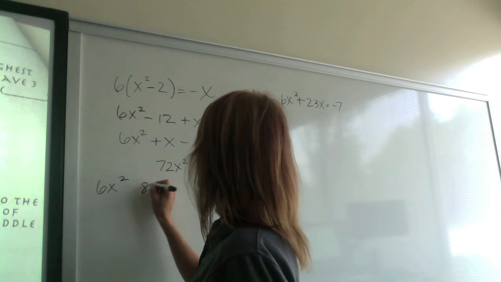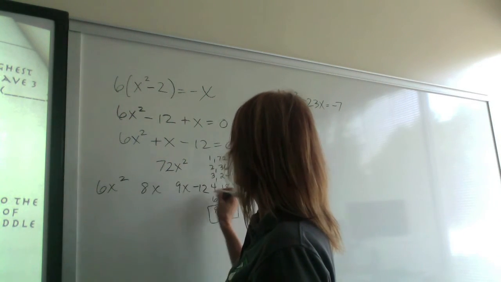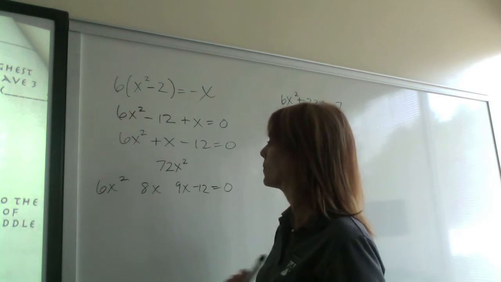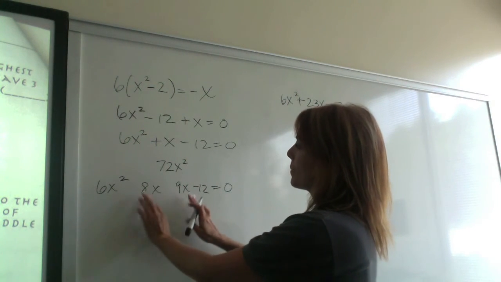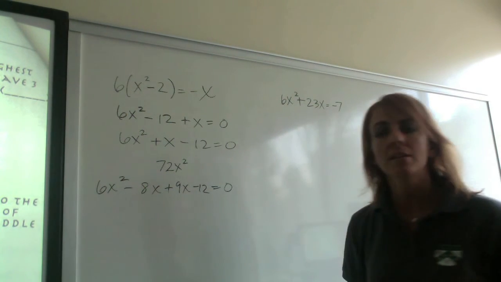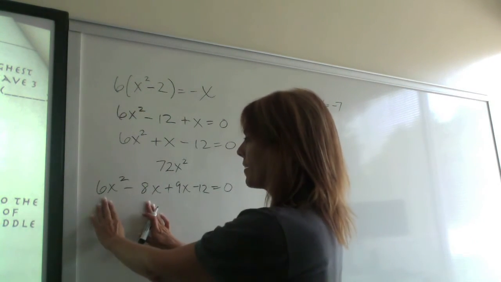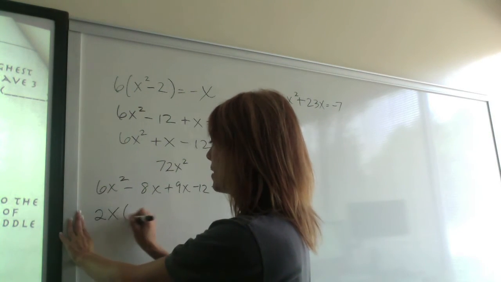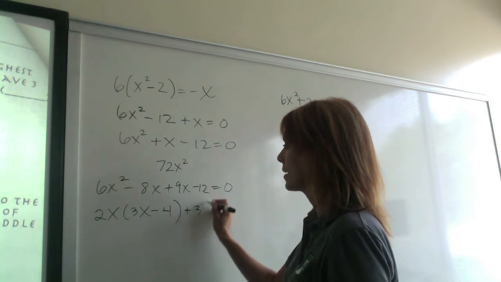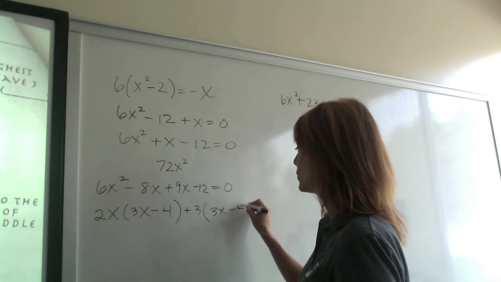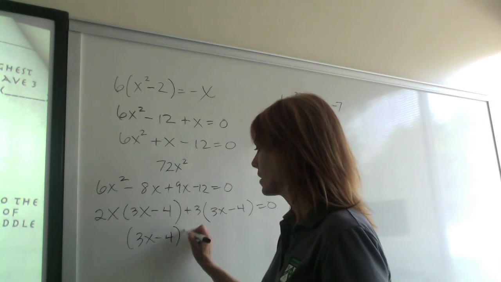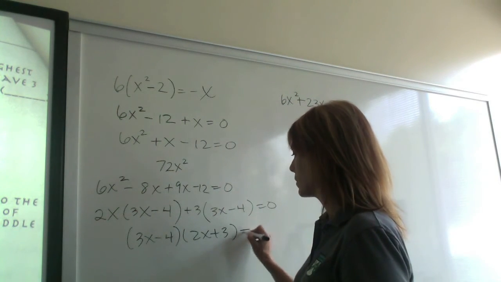8x, 9x minus 12 equals 0. Now I need signage here. They've got to be one of each, and the larger one needs to be positive. So this is positive while this is negative. Now let's factor this by grouping. GCF here is going to be 2x, and we have 3x minus 4. GCF here is just going to be 3. And again, I'm going to have 3x minus 4. So I end up with 3x minus 4 times 2x plus 3 is equal to 0.